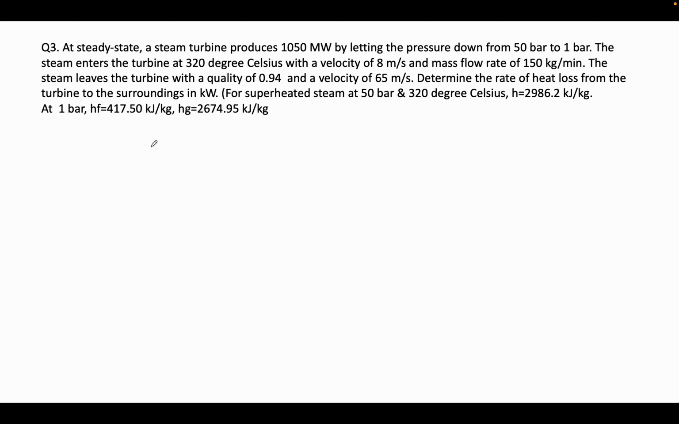So okay, then next is at steady state. Once again they are giving us a steady state: a steam turbine which produces 1050 megawatt by letting the pressure down from 50 bar to 1 bar. The steam entering conditions are given, and the mass flow rate is given to us. The steam leaves the turbine with a quality of 0.94 and the velocity is given to us. Now we have to determine the rate of heat loss from the turbine to the surroundings.